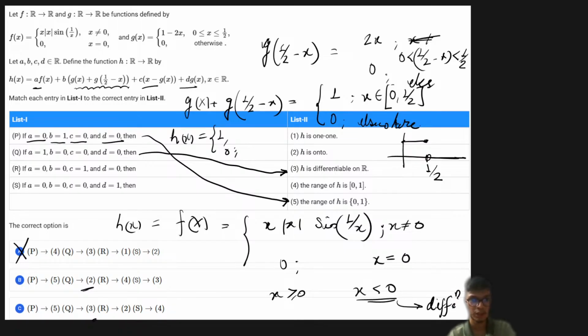Now, similarly, if you check the other option, you will find that option number C is going to be the correct map. Similarly, if you put a equal to 0, b equal to 0, c equal to 1, in that case you're going to have the h of x function as an onto function, right? So in this case, your h of x will look like 3x minus 1 for x lying between 0 and 1 by 2, and it will be looking as 0 for all other places. So in this case, you're going to have this function as an onto map, right?